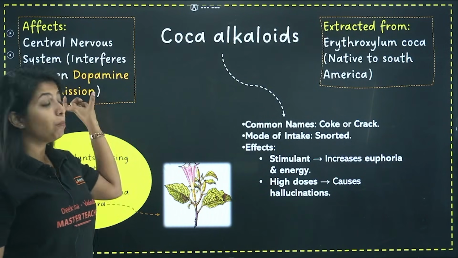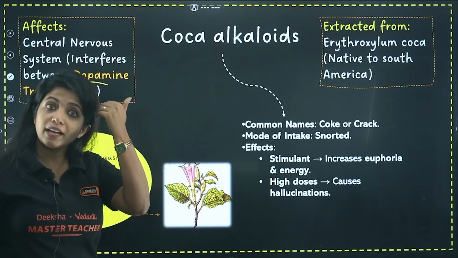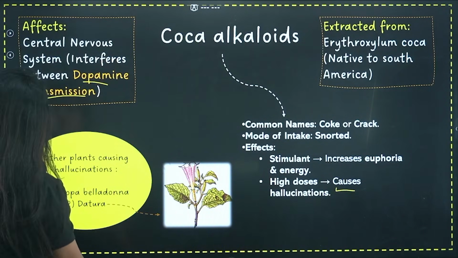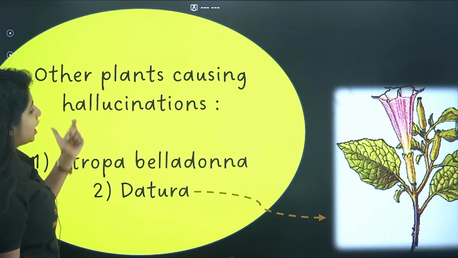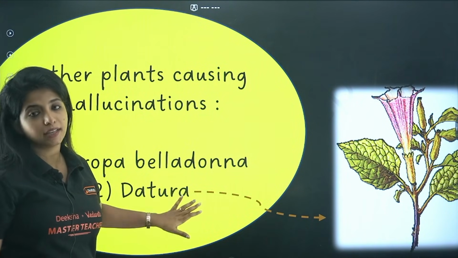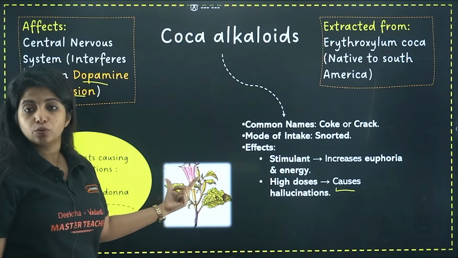But over here, they are affecting the dopamine transmission, which is why you will get a sense of euphoria and also hallucination. Well, there are two more other plants that can give you hallucination, and that can be also asked. What are the other two plants? Atropa belladonna and datura. They can also lead to what? Hallucination. And over here you have the picture of datura.